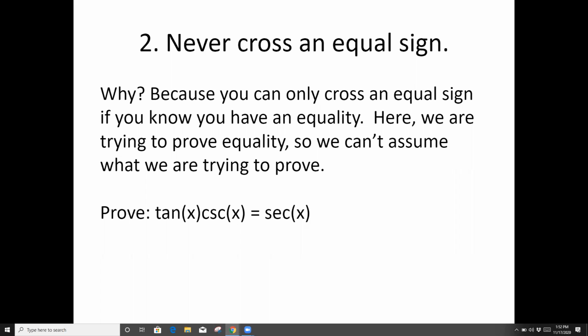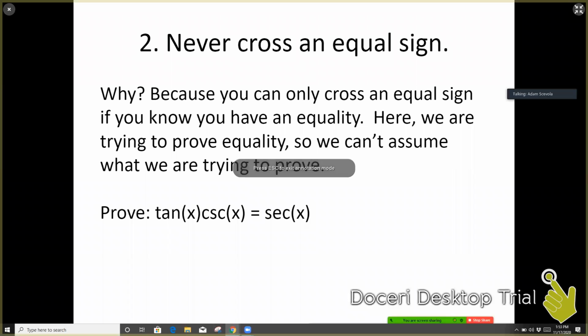So when we're trying to prove the tangent of x times the cosecant of x is equal to the secant of x, we can't divide both sides by tangent or divide both sides by cosecant. Instead, we're going to try to make the left side look like the right side. So the way you do that is you use your 8 fundamental identities. Usually you want to keep things in terms of sine, cosine, and tangent, or sine and cosine more specifically, and that's one of the guidelines that we'll go over.